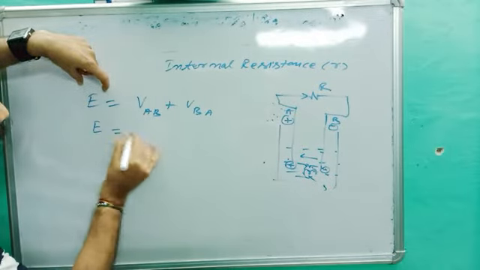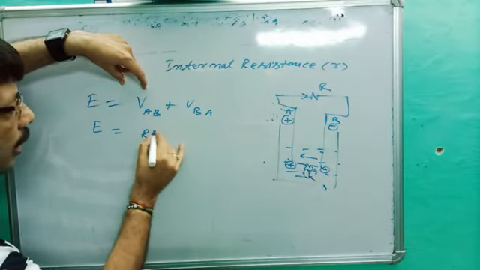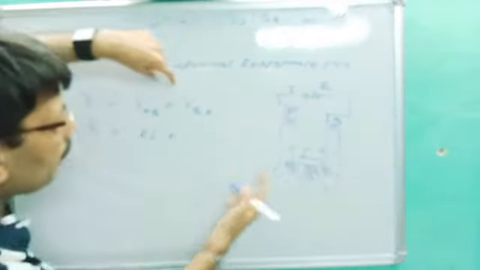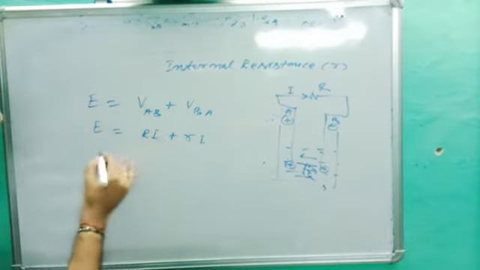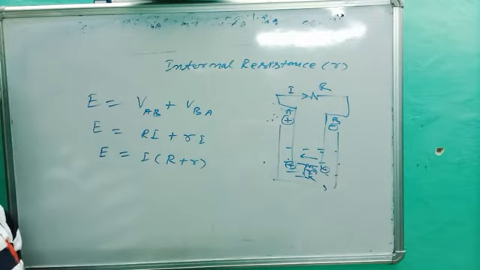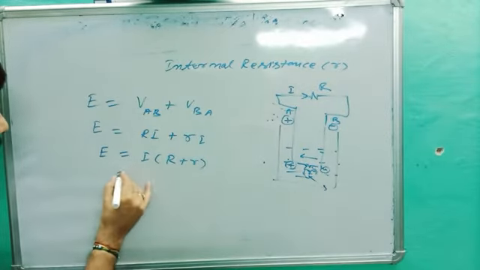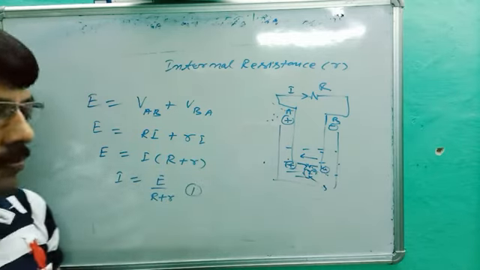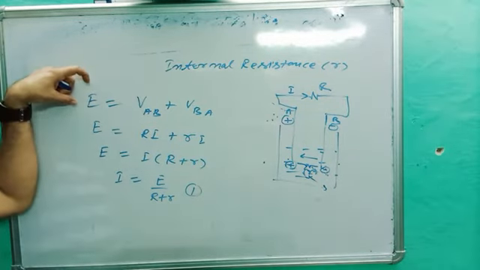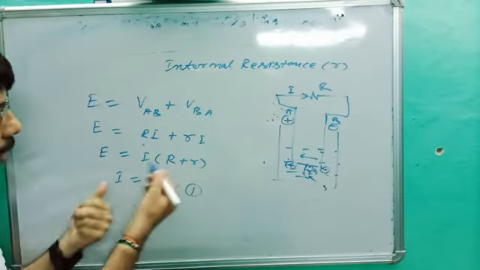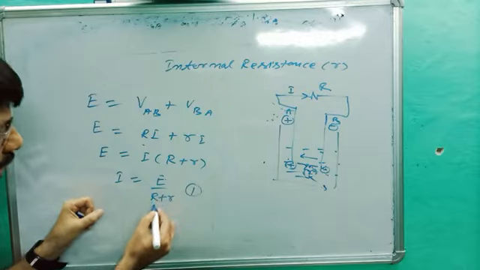So what is E? E is equal to VAB. You better know V is equal to RI, capital R, and the flowing current is I, plus inside, B to A, it is small r. The same current will be drawn, small r is the internal resistance, I is common. E is equal to I, common, capital R plus small r. So capital I is equal to E upon capital R plus small r, equation number first. Very easy point. You can check total electromotive force is equal to work done from A to B plus B to A, Ri plus ri, I is common, so I is equal to E upon capital R plus small r.